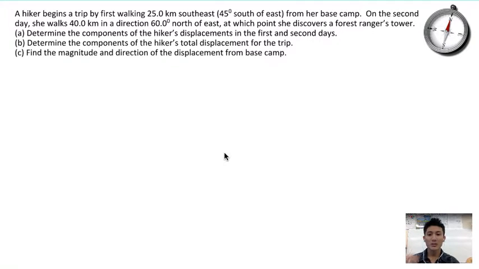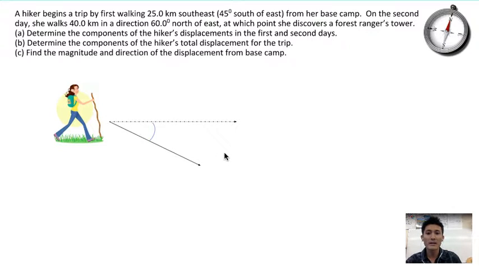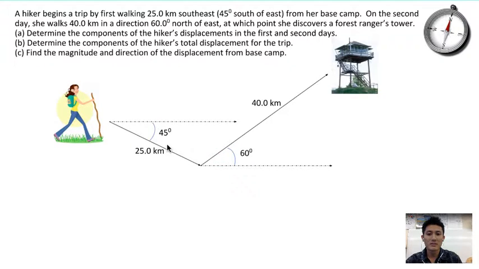We want to determine three things, and this is the whole process. I want to teach you how to do these vector addition problems. First of all, we want to draw a picture. We have a hiker, and she hikes on the first day 25 kilometers south of east. And we see that here. Then the second day, she travels 40 kilometers, 60 degrees north of east, or northeast, and she gets to her tower.